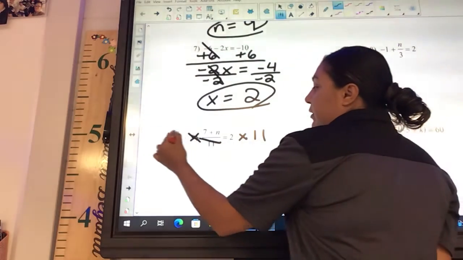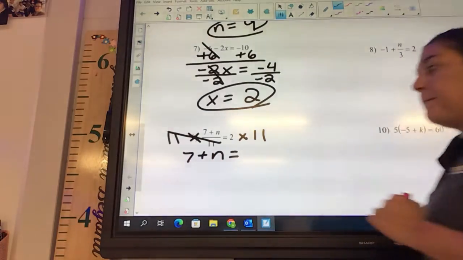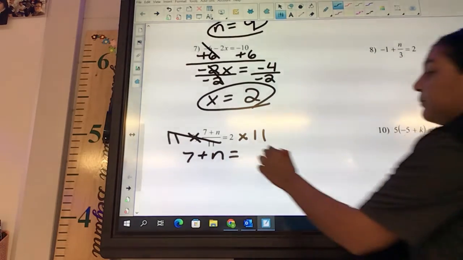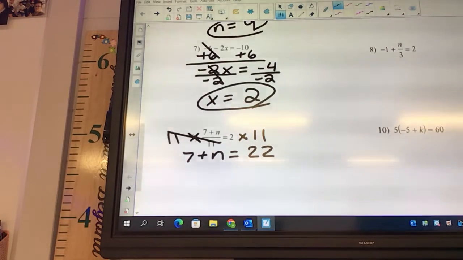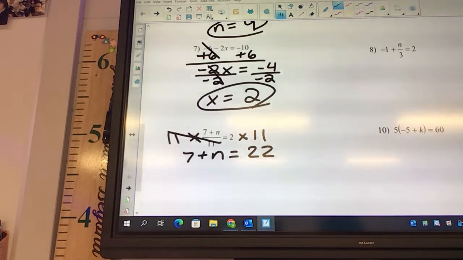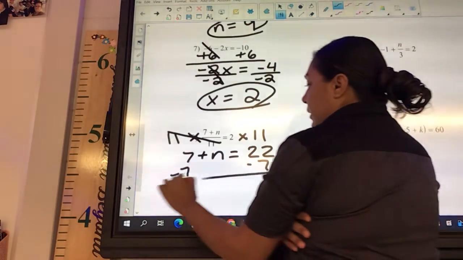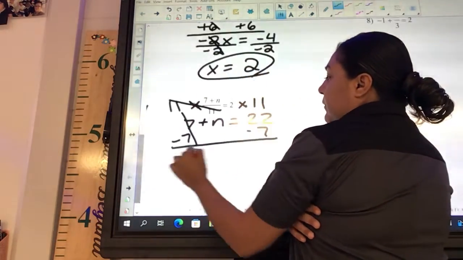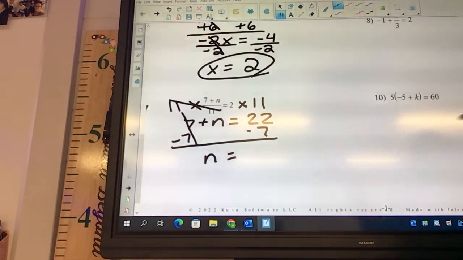Okay, and so these 11s are gonna cancel. I got 7 plus n equals what? 22. Okay, what is our piece that has no letter? 7. How do I move that? You gotta subtract it, okay? If there's no sign in front of it, it's considered a positive. Okay, so we're gonna say minus 7 on both sides. I got n equals, what is 22 minus 7? 15.